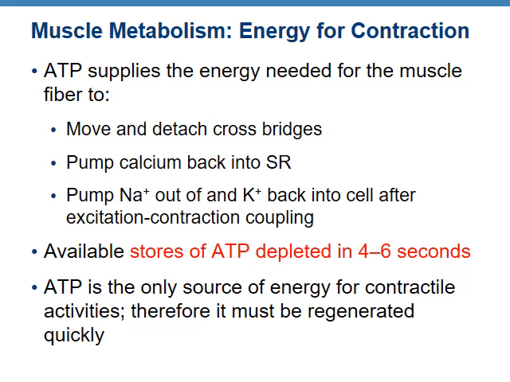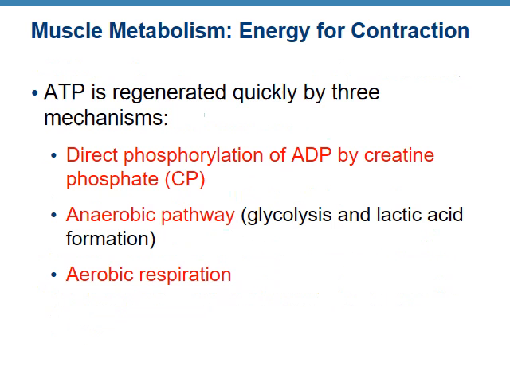Remember that we need lots of ATP for muscle contraction. So in order to cause the myosin head to extend into the cocked position, for it to detach, to pump the calcium back, to operate the sodium-potassium pump, we store a little bit of ATP in our cells, but that is depleted within the first 4 to 6 seconds. So we need other ways to generate ATP. These are the 3 ways that we can generate ATP.